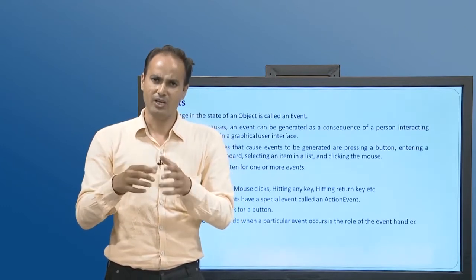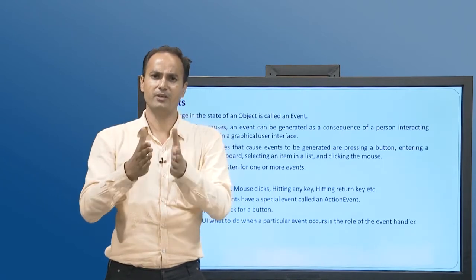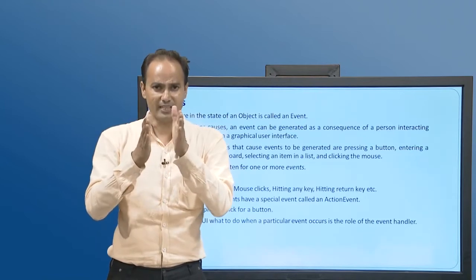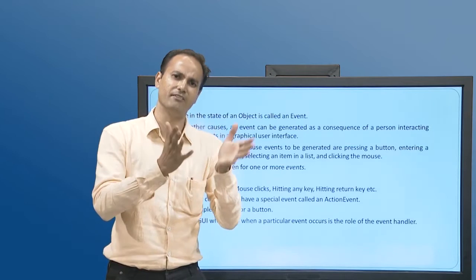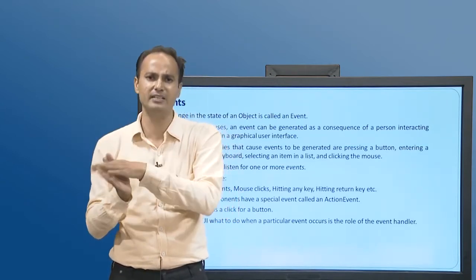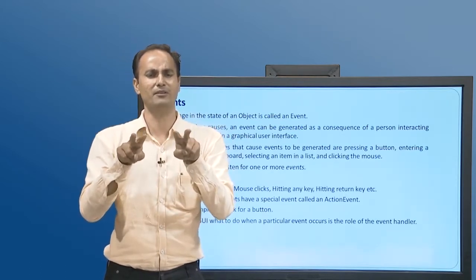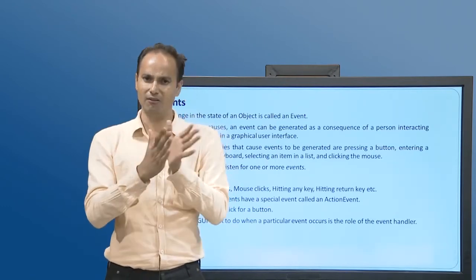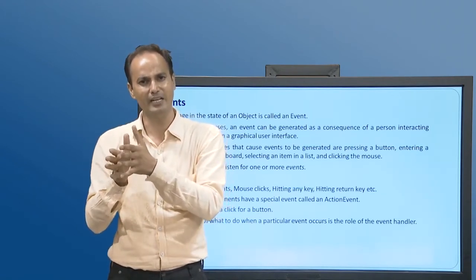In the same way, the destination is responsible for handling the event. So, in the event delegation model, one is the event source, which is responsible for generating the event, and the other is the destination, which is responsible for handling the event which is triggered. The two most important parts of the event delegation model are the source and the destination. One generates the event, the second handles it.